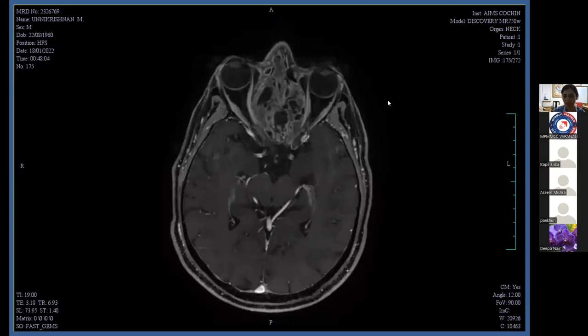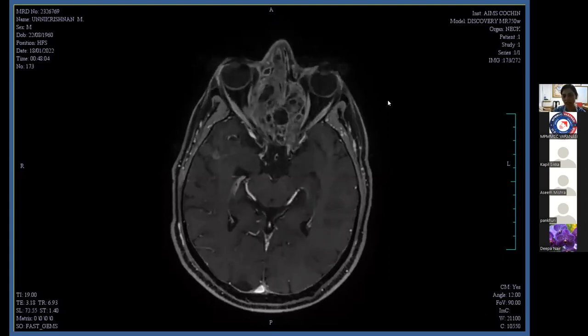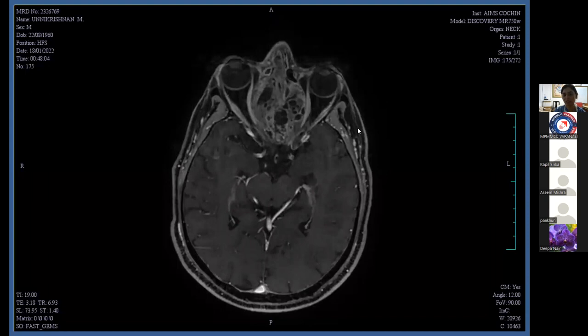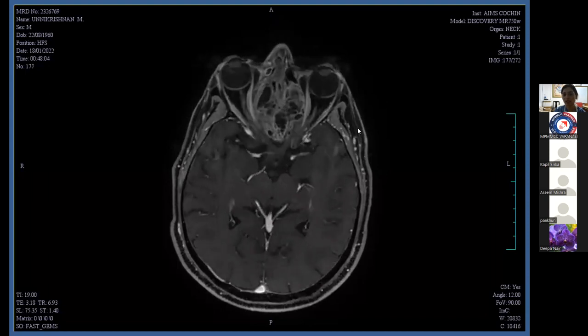So what is your conclusion? Is the orbit involved or is it not involved? I can't comment on this because fat is suppressed, so I can't see the fat here, sir. So the periorbital fat is black. This is the fat suppressed image, so I can't comment on whether the orbit is invaded or not. But definitely it is abutting the lamina papyracea on either side. That's why it is causing the contour bulging of the medial rectus muscle on either side. But it is not pressing the optic chiasm. Optic chiasm is free.